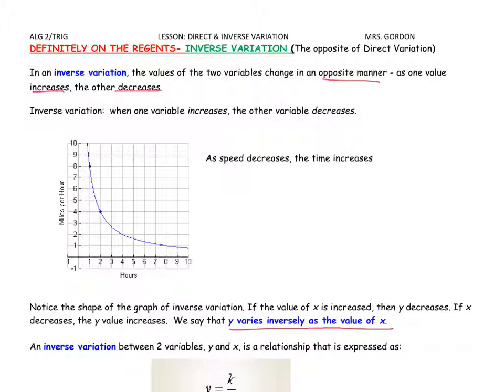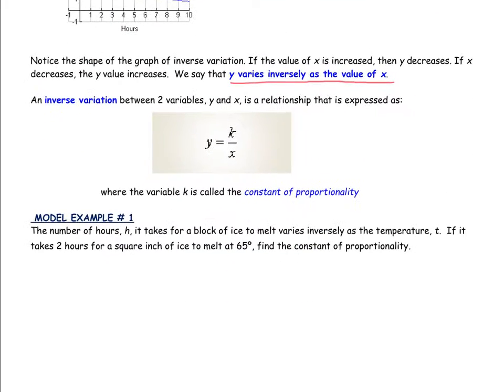An inverse variation between two variables y and x is a relationship that is expressed as, voila, y is equal to k over x. So now when we see inverse, we're looking for division, obviously, where the value of k is called the constant of proportionality, as we know already.